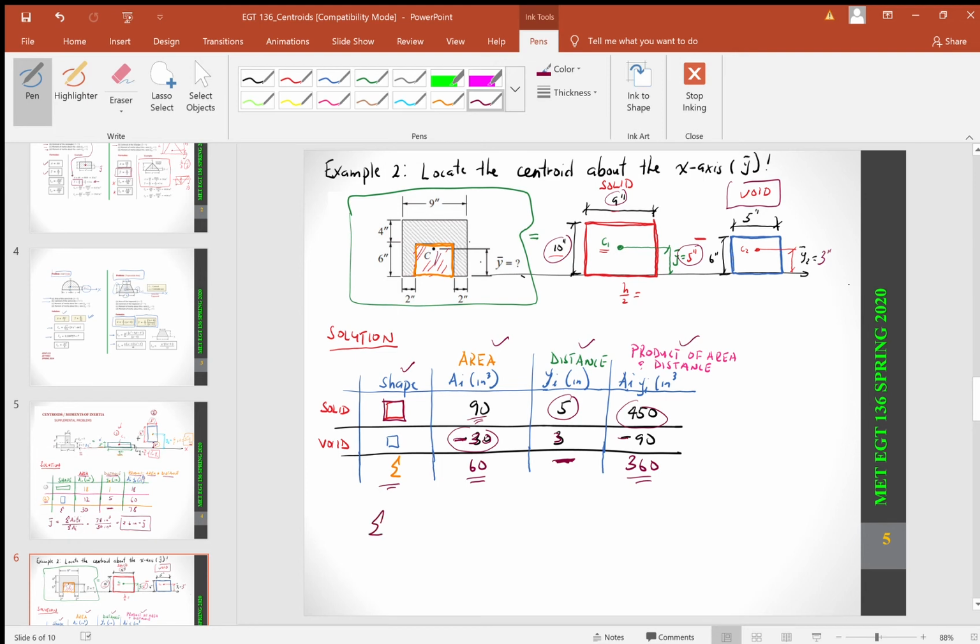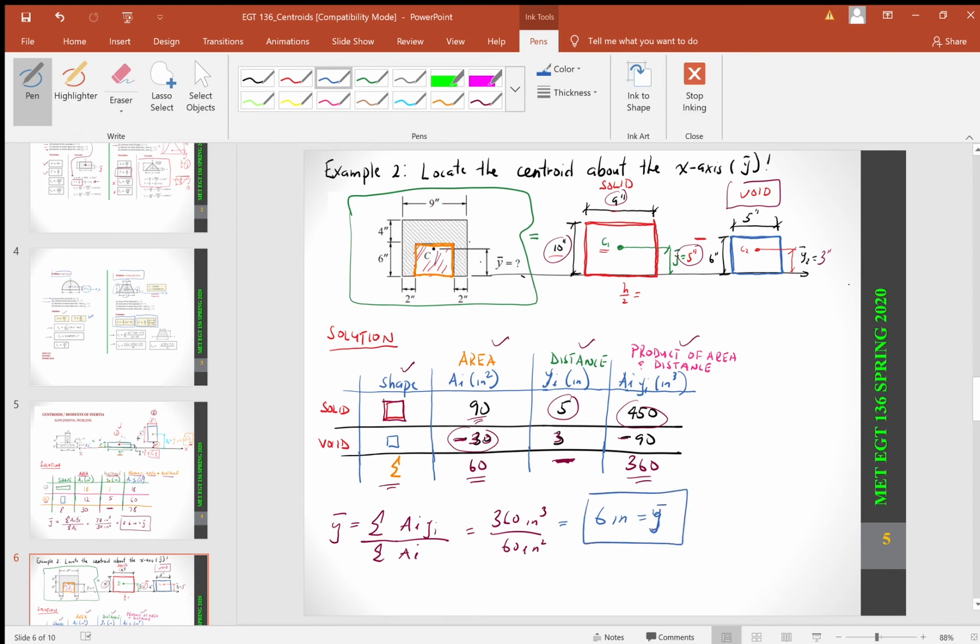So now your total y bar, your total centroidal distance, is going to be the summation of the product of area and distance divided by the summation of the area itself. So this is 360 inch cubed divided by 60 inch squared. What I have here is wrong. This should be inch squared. Now we get 6 inches equals your y bar.